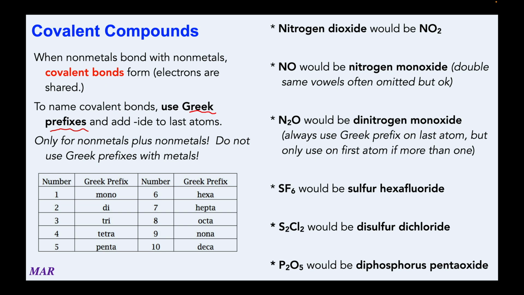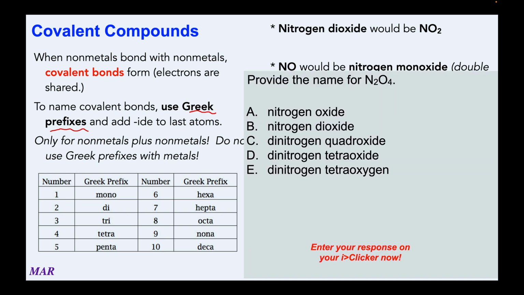So SF6 would be sulfur hexafluoride, S2Cl2, more than one on the first one, disulfur dichloride, P2O5, diphosphorus pentaoxide. You get how this works out. So N2O4, if you want to have a name for it, there's more than one of the first one, so we need to use a Greek prefix. That would be di. There's 4 of the second one. 4 is tetra, and you want to give that last one an IDE ending. So N2O4 is dinitrogen tetraoxide.